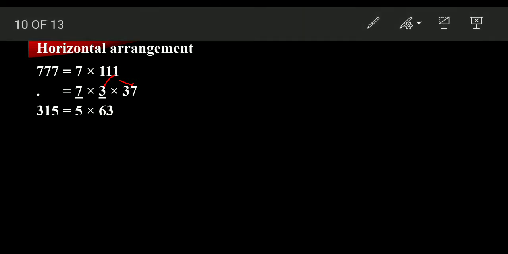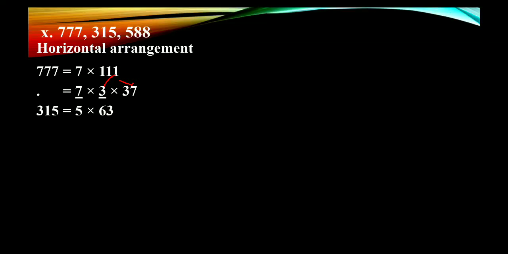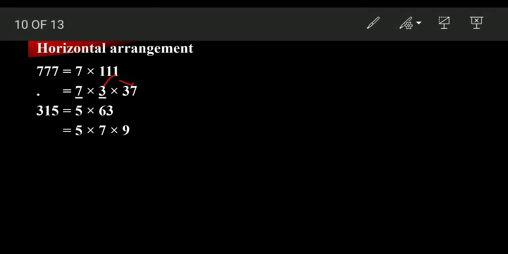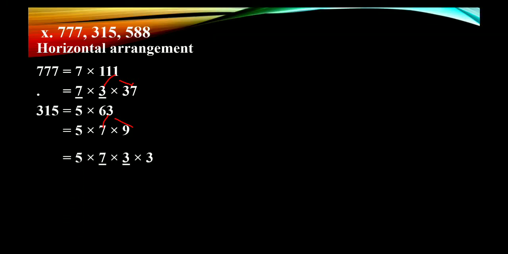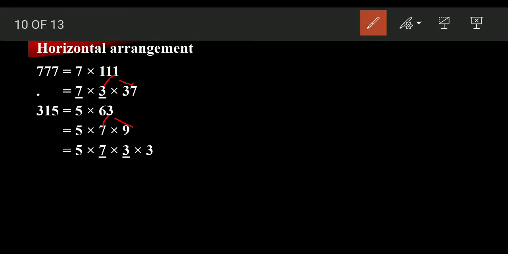So 315 can be written as 5 into 63. 63 is further divisible in the 3 table. We can write it like this. Okay, the 7 table also it comes. We can write the 3 table also. Anything is fine, children. This 9 can be factorized as 3 into 3.